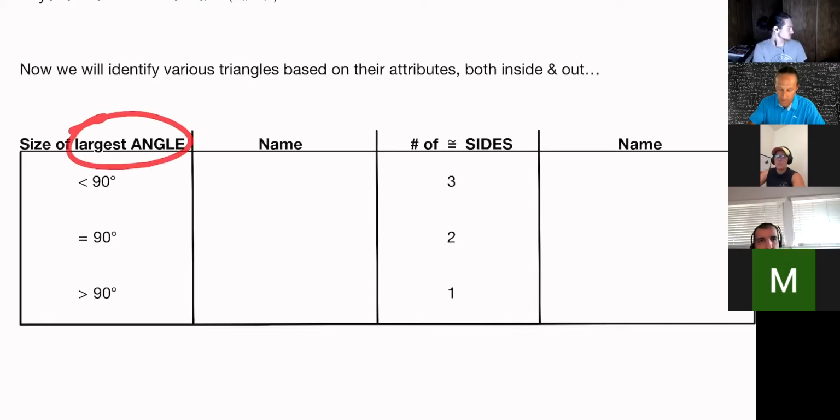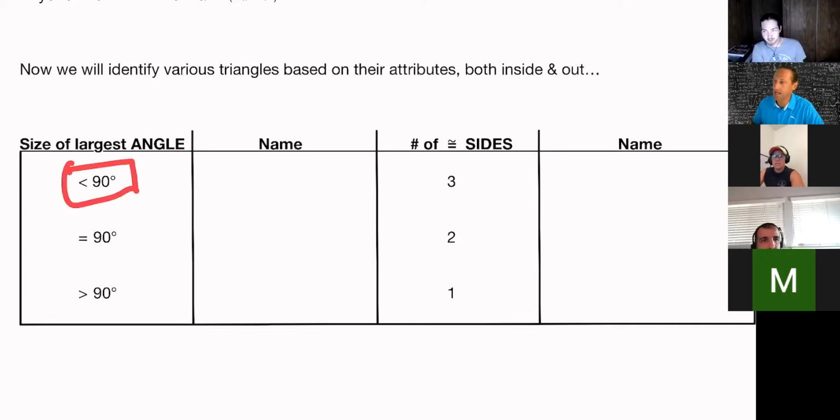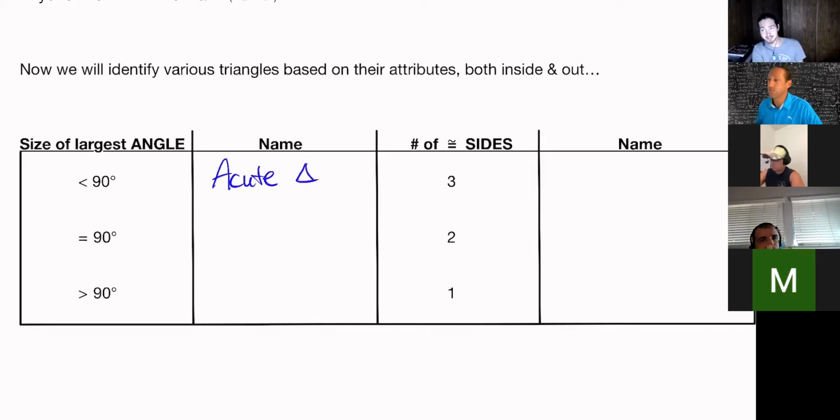If the size of the largest angle is less than 90 degrees, what did we call an angle that was less than 90? Acute. So guess what we call a triangle that has all acute angles? You try. Yep. And I'm just going to abbreviate without writing out the word triangle with the symbol. It's called an acute triangle. What if it's equal to 90? What kind of angle? Right angle. Right you are. So we will call it a right triangle.